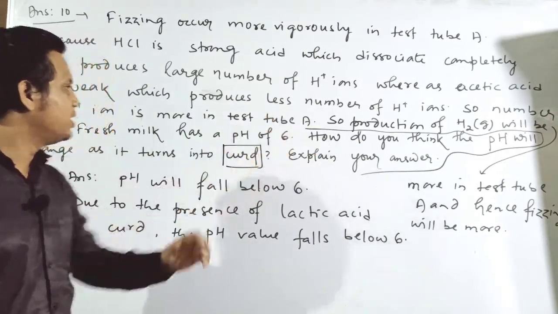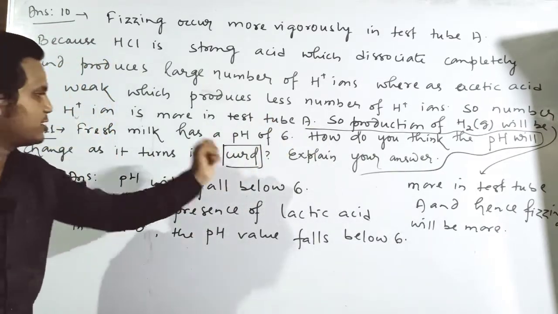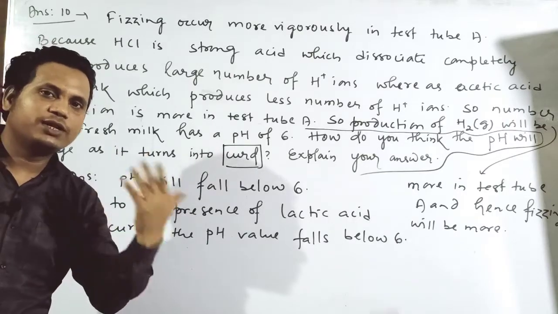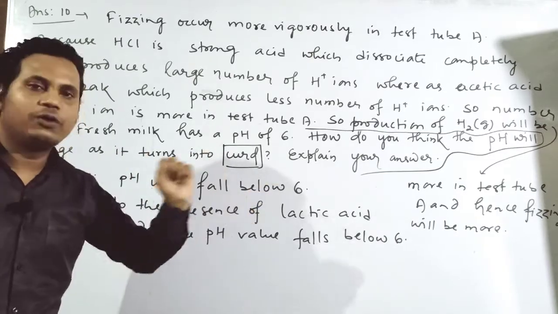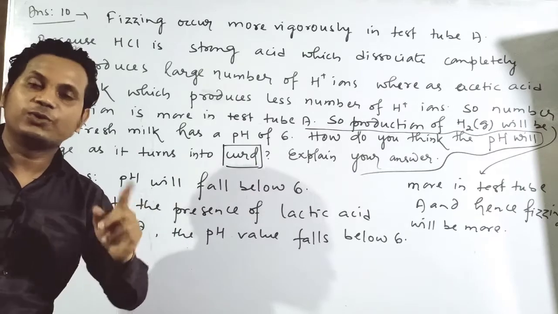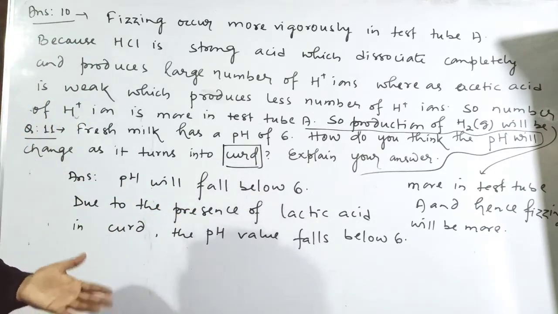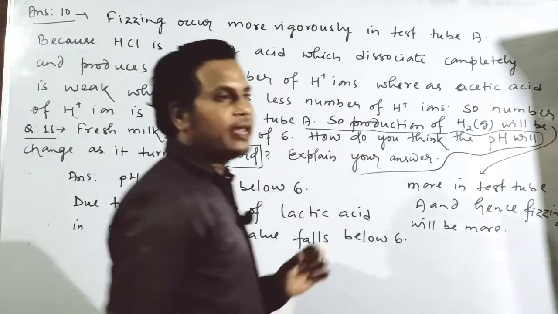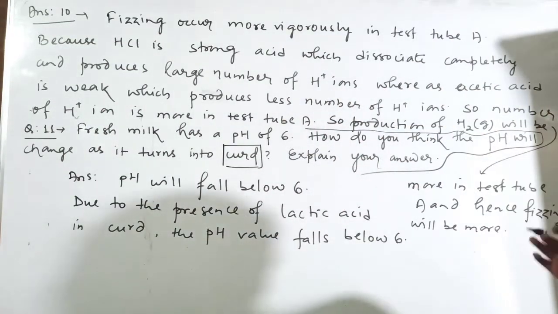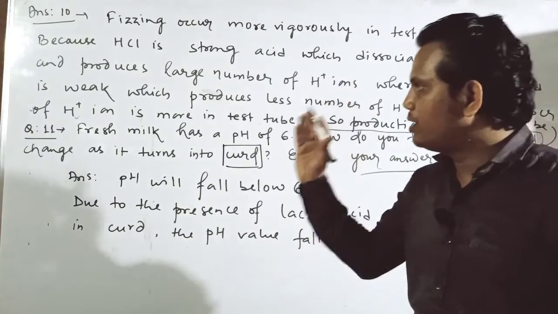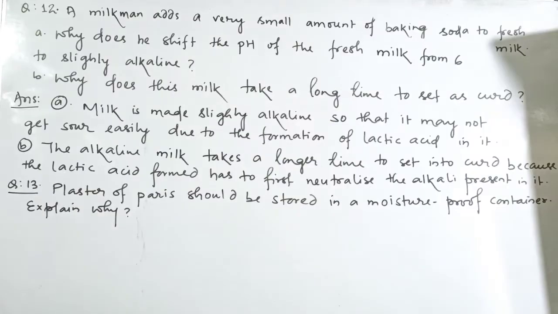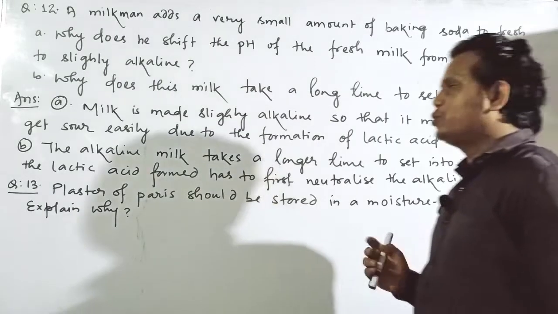How do you think the pH will change when it is turned to curd? As milk turns to curd, its pH will fall below 6. Why? Because in curd, lactic acid is present. So due to the presence of acid, the pH value decreases. Now let's move to question number 12.